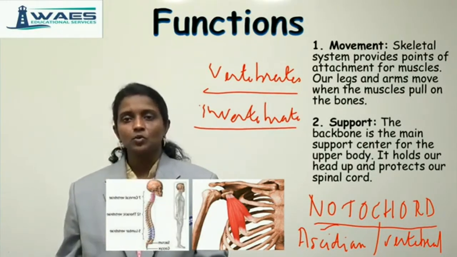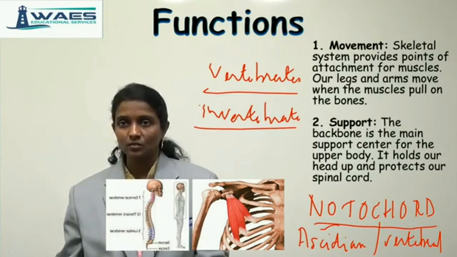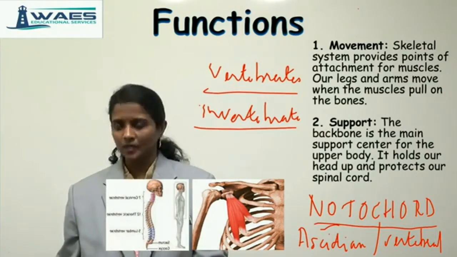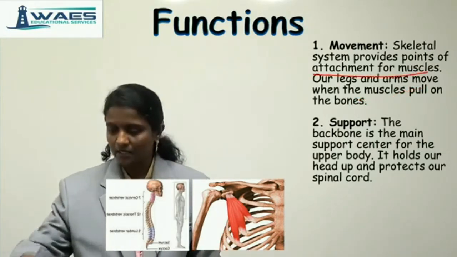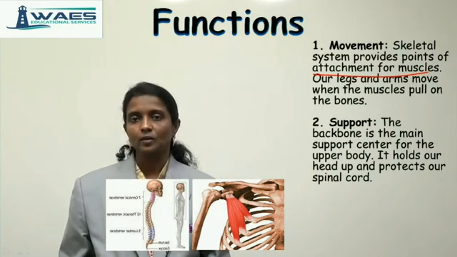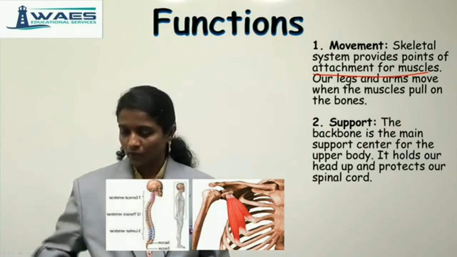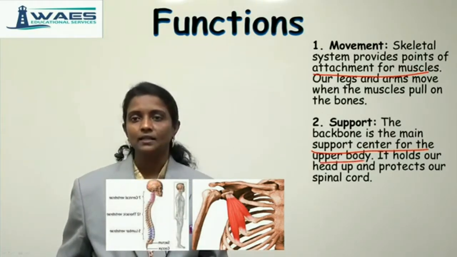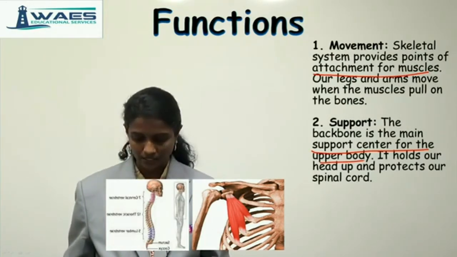Let us now see what are the functions of the skeletal system. It is essential for movement. It provides attachment for muscles. All our muscles are attached to the bones, either in the form of ligaments or tendons. When a bone joins with a bone, we call it a ligament. When a bone joins with a muscle, we call it a tendon. It also offers support, as it is a support center for the upper body. It holds our head and protects our spinal cord. These are some of the functions of the skeletal system.